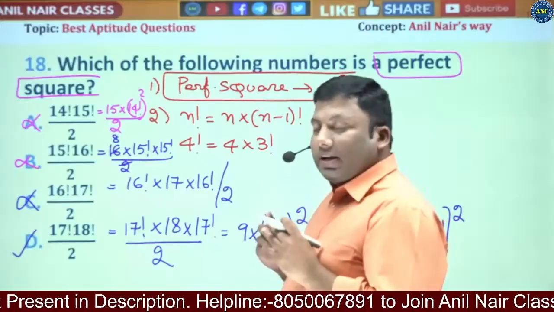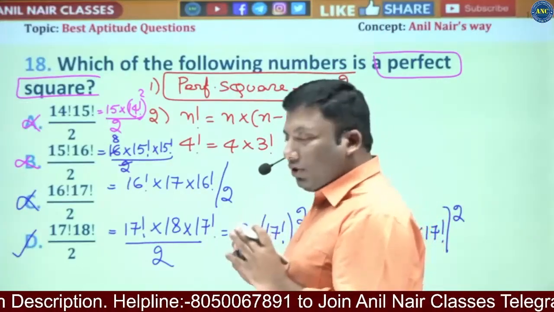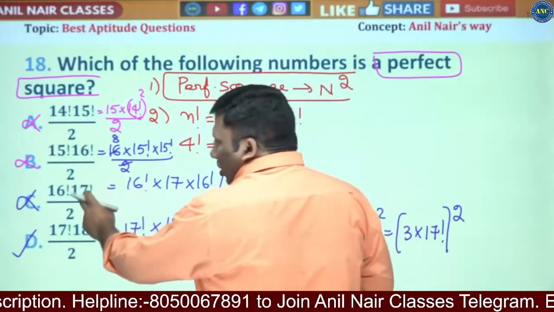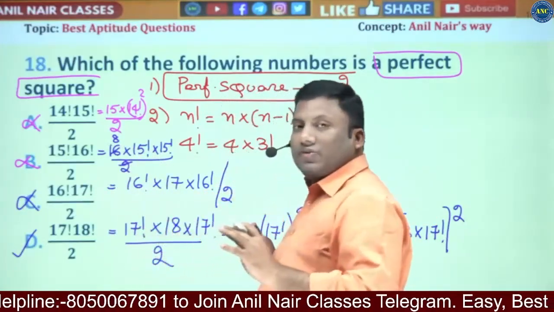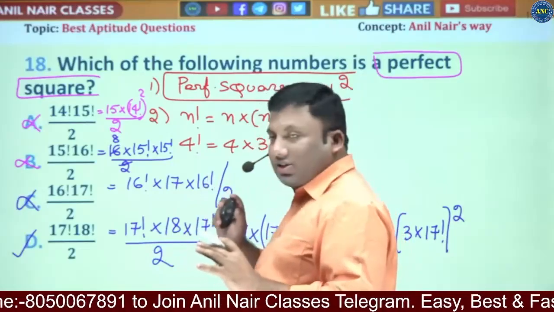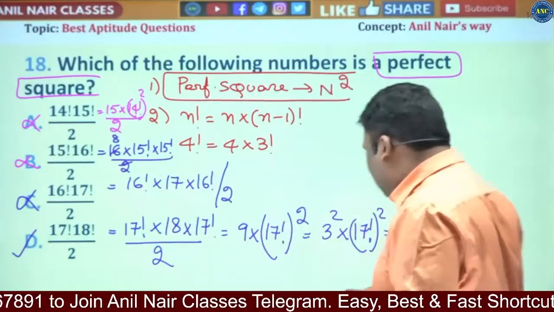Which of the following is a perfect square? In a perfect square, the power will be a multiple of 2. 17 is not divisible by 2. A perfect square never ends with 2, 3, 7 or 8. It is not possible. 15 is not divisible by 2. I hope the question is clear.